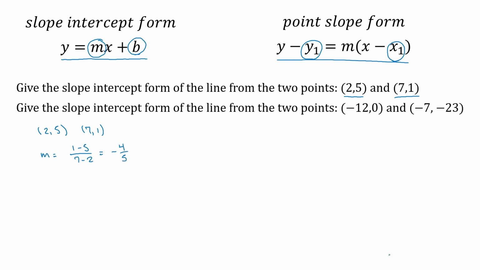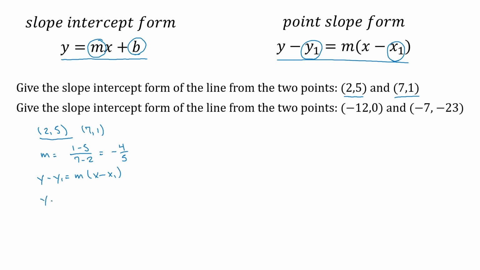Now that I have my slope, I'm going to use my point slope form to get my equation for the line. That is y minus y1 is equal to m times x minus x1. I can use either point here to plug into my point slope form. It does not matter which one.